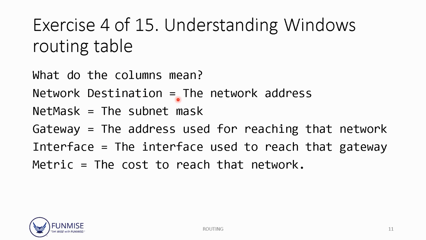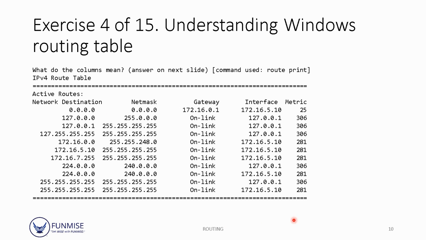The network destination refers to the network address. The net mask is a subnet mask. The gateway is the address used for reaching that network. The interface is the interface used to reach that gateway. And the metric is the cost to reach that network. So keep this in mind while looking at this output here.